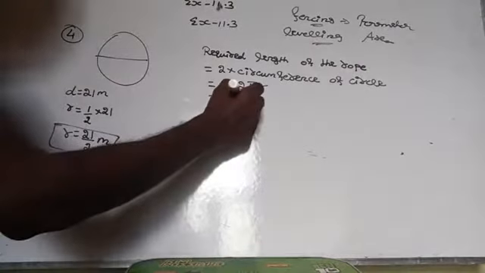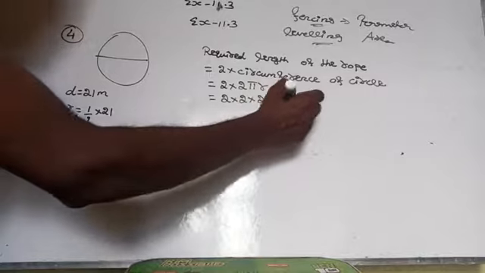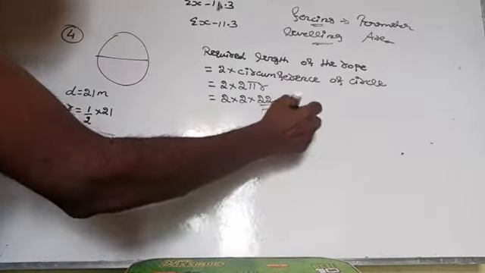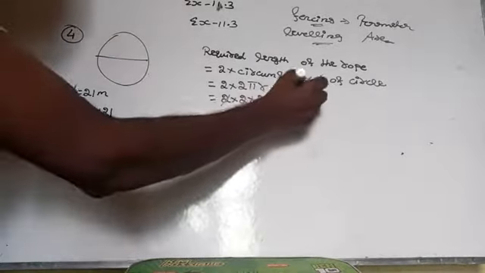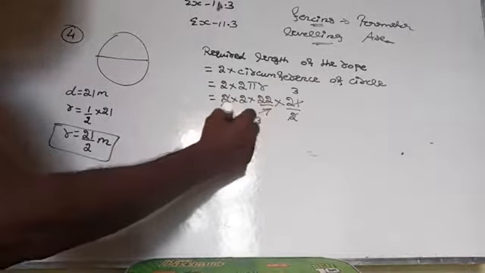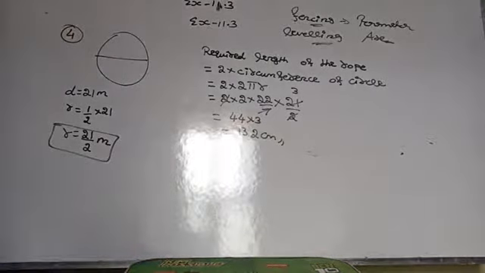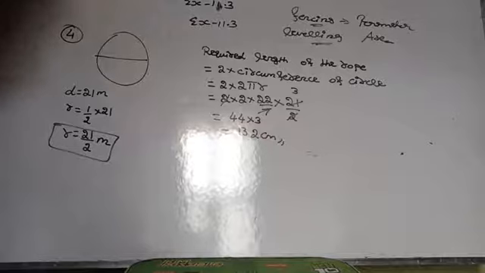Now 2 into 22 by 7 into radius, which is what here? 21 by 2. Now 2 cancels. 3 7s are 21. 22 into 2 is 44, into 3, 4 3s are 12, 132 meter, which is the required length of the rope.